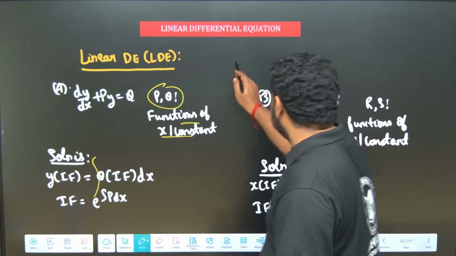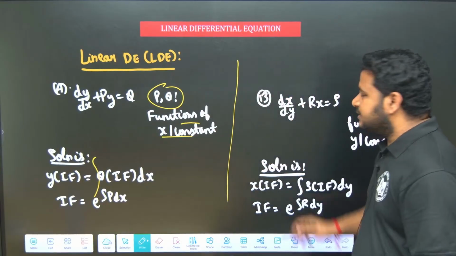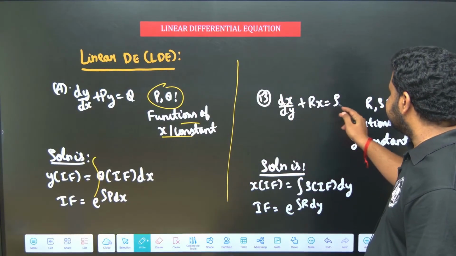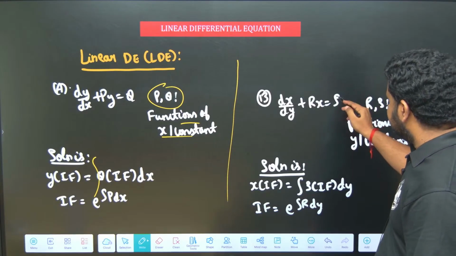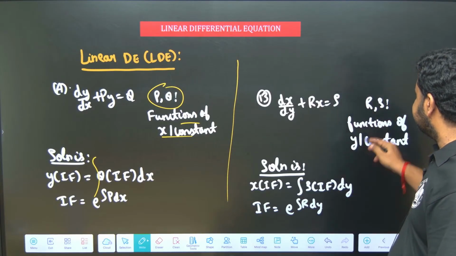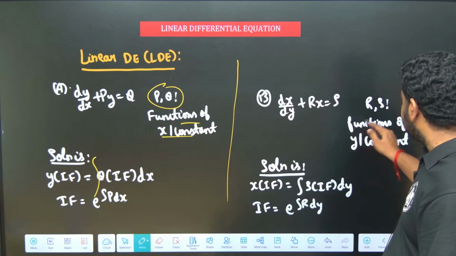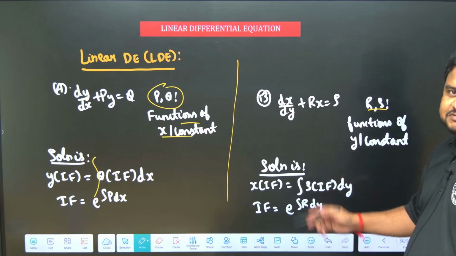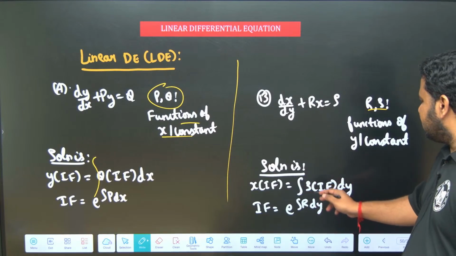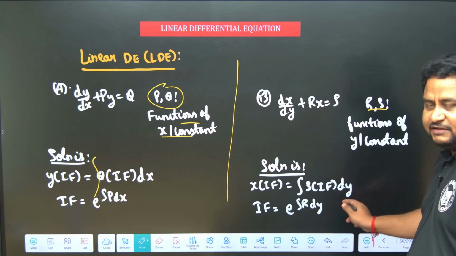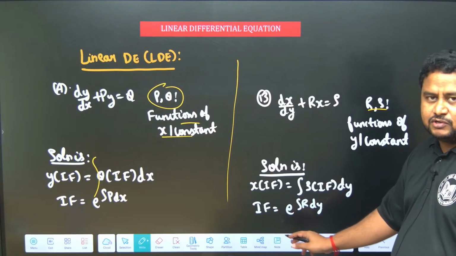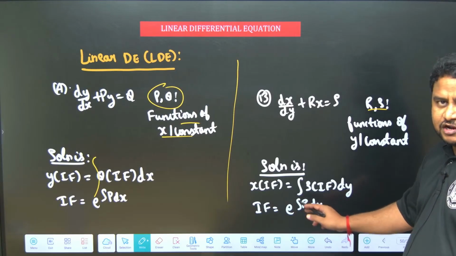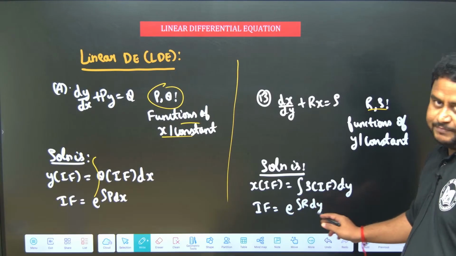Now if it is a differential equation in x, dx by dy plus r x is equal to s, where r and s are functions of y or constants, the solution is x times integrating factor is equal to the integral of s times integrating factor dy. The integrating factor is e to the power of integral of r dy.